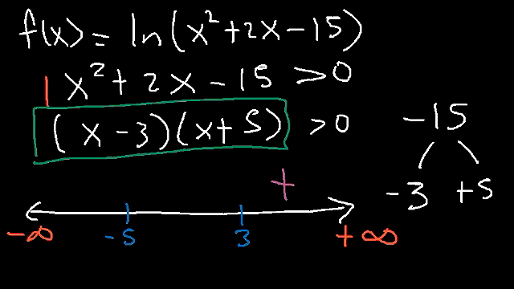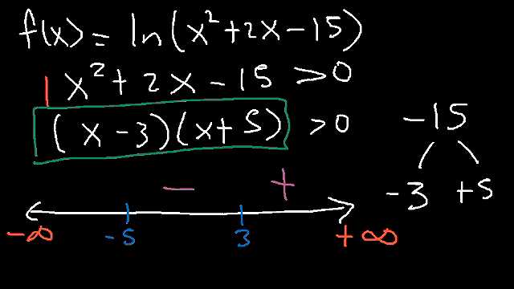Now pick a number between negative 5 and 3. Let's use 0. So 0 minus 3 is negative. 0 plus 5 is a positive number. Whenever you multiply a negative number and a positive number, you're going to get a negative number.